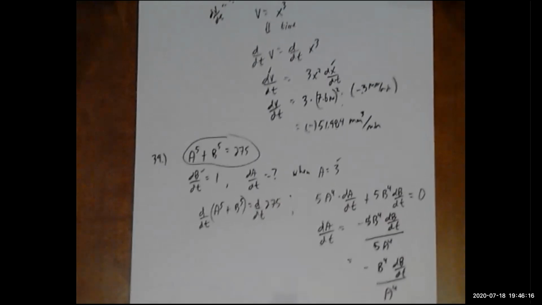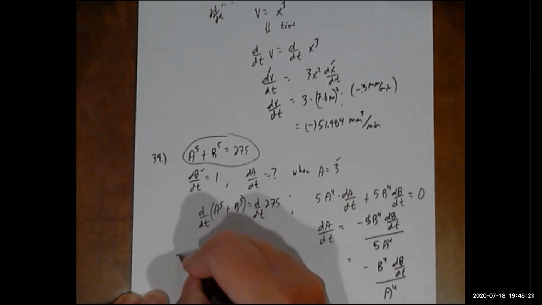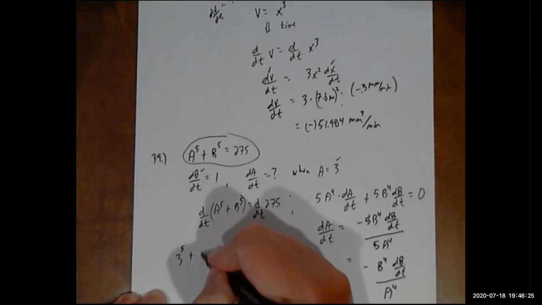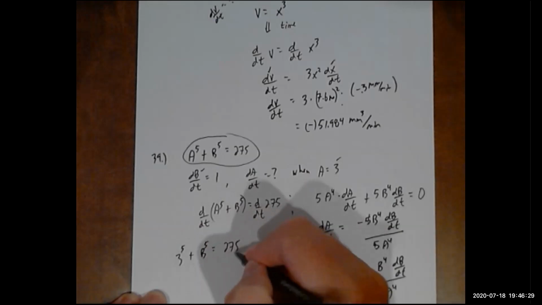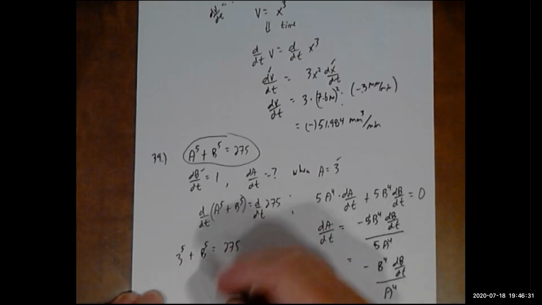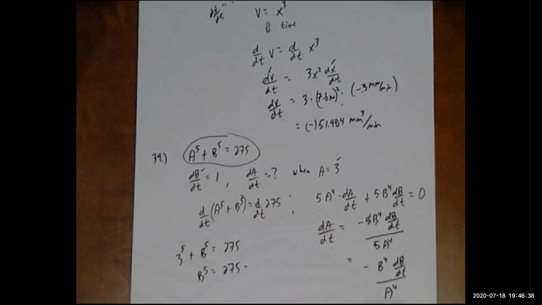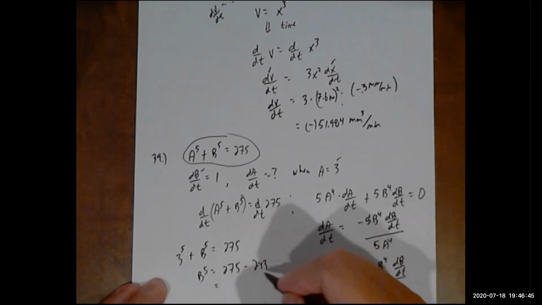Little bit of a pain, so we better do that. So A is 3, so 3 to the 5th plus B to the 5th equals 275. So B to the 5th is 275 minus 3 to the 5th, which is 9, 27, 81, I think 243. So what is that? 32.